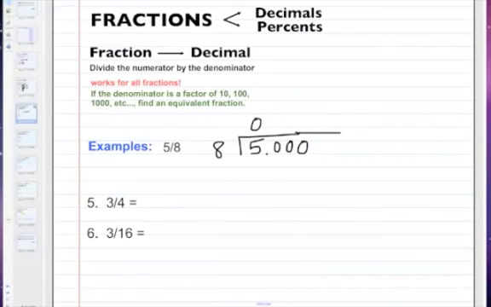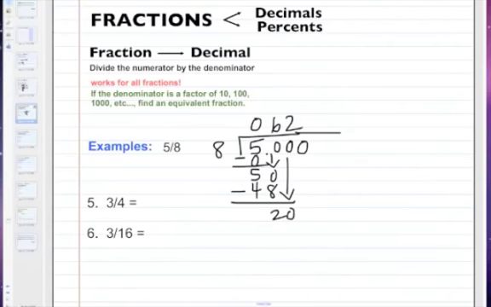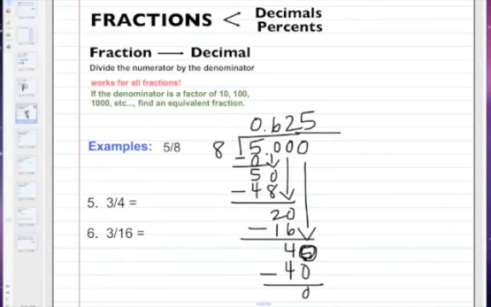0 groups of 8 can go into 5. There are 6 groups of 8 in 50. That results in 48. There are 2 groups of 8 in 20 for 16. And there are 5 groups of 8 in 40. And it terminates, so I have a terminating decimal. And so 5/8 is the same as 625 thousandths.